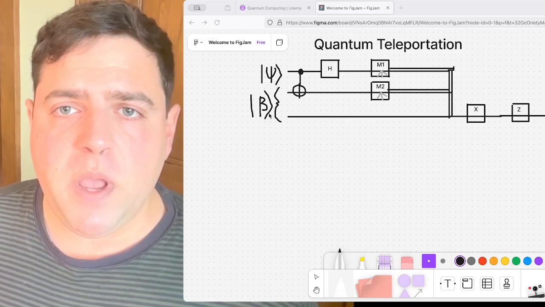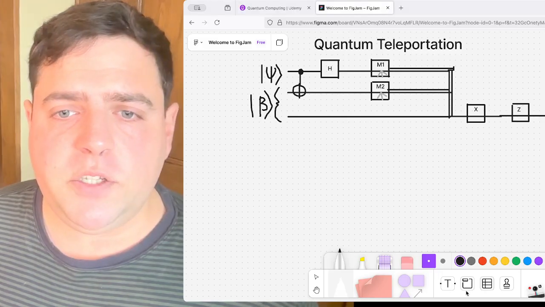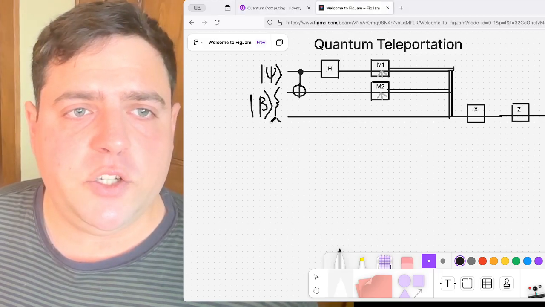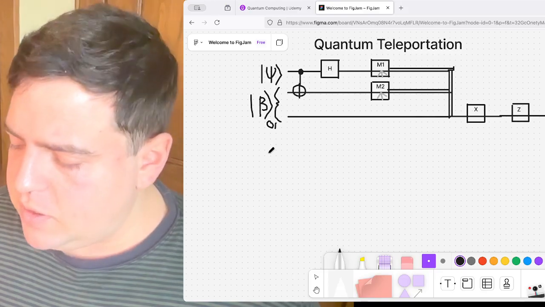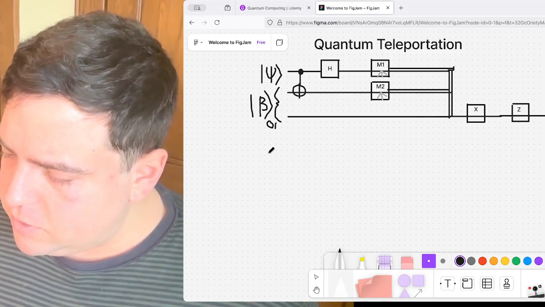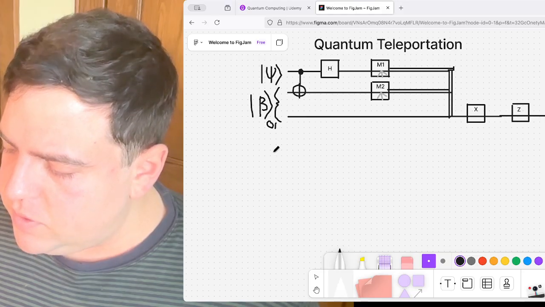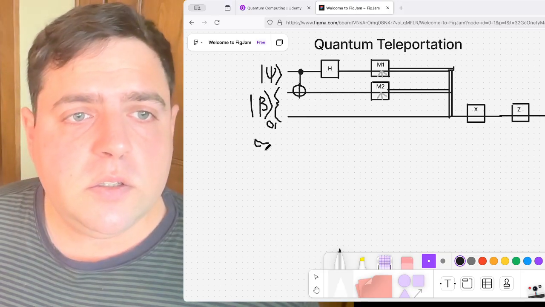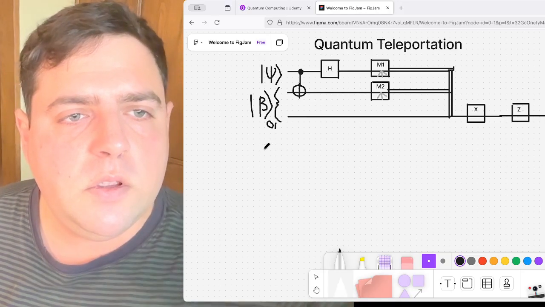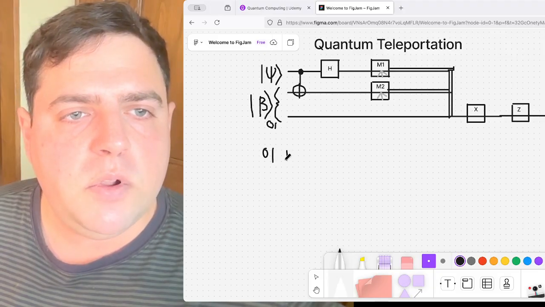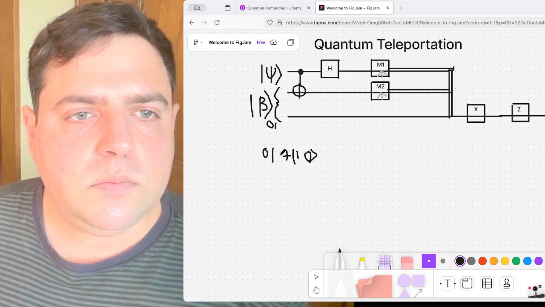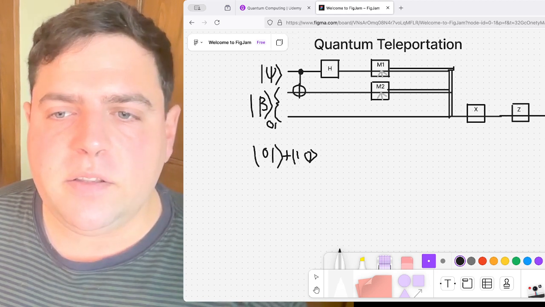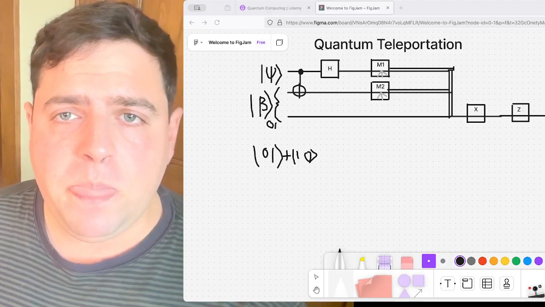So this here is just a Bell state. It can be any Bell state. In this particular problem, I've elected to choose the 0, 1 Bell state, which, looking at my notes here, is 0, 1 plus 1, 0. So we're going to use that to teleport our qubit here.